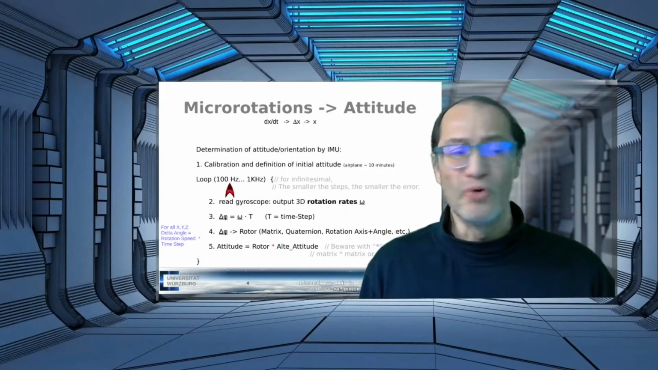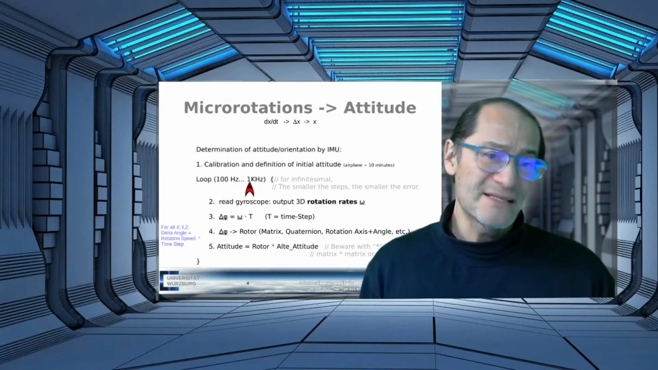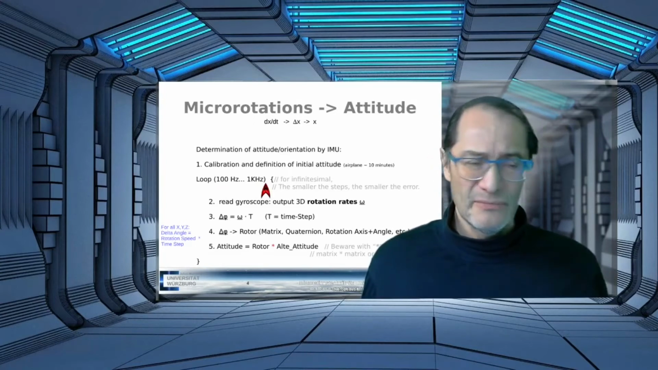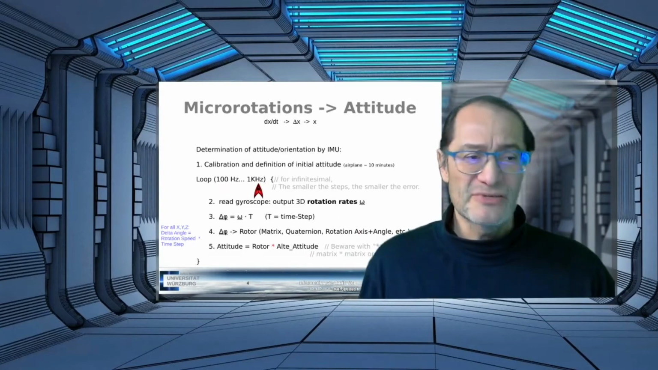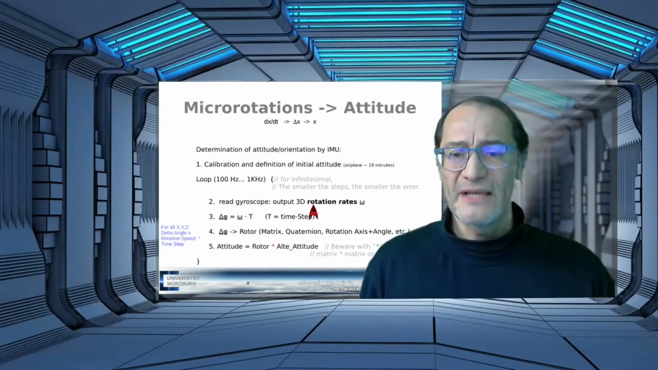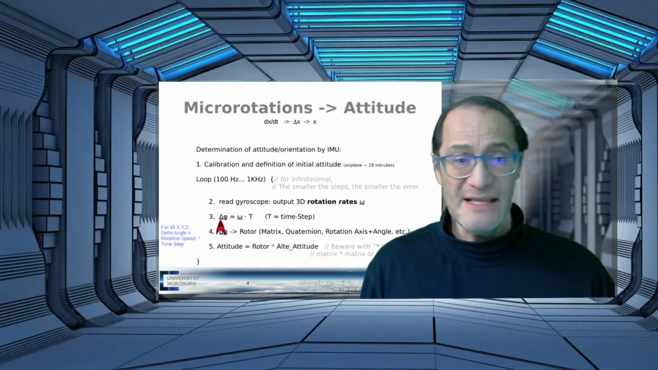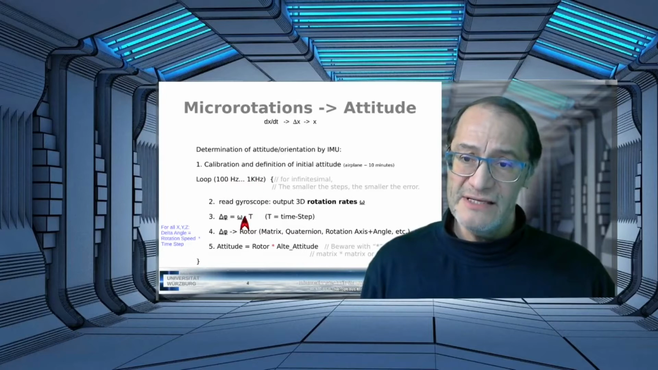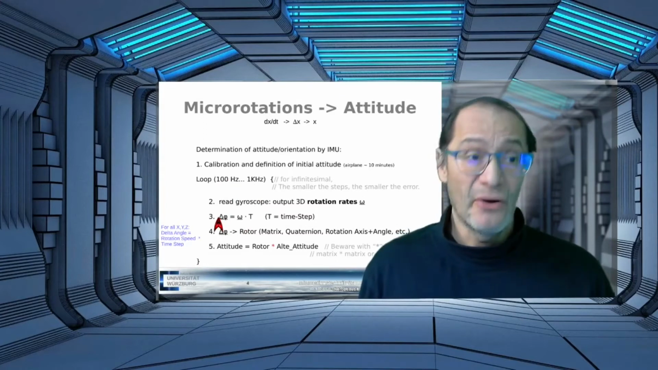Okay, next we have a loop, a time loop. This can be from 100 hertz to 1 kilohertz. Or, as I said before, for a satellite it can be maybe 20 hertz. The smaller the step is, the smaller will be the accumulated error. The next step is to read the gyroscope. The gyroscope tells us the rotation rates in all these three axes. Then we convert these rotation rates times the time step, a function of this, and then we get the delta attitude in each of these axes.